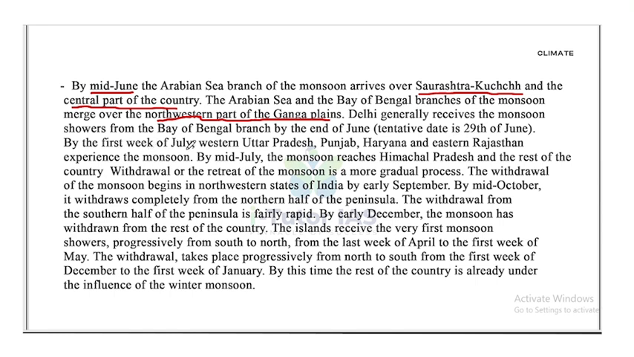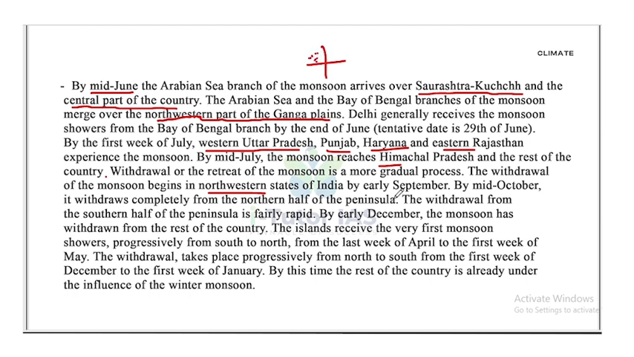By the first week of July, Western Uttar Pradesh, Punjab, Haryana and Eastern Rajasthan experience the monsoon. By mid-July, the monsoon reaches Himachal Pradesh and the rest of the country. Withdrawal or retreat of the monsoon is a more gradual process. The withdrawal begins in the northwestern states of India by early September.